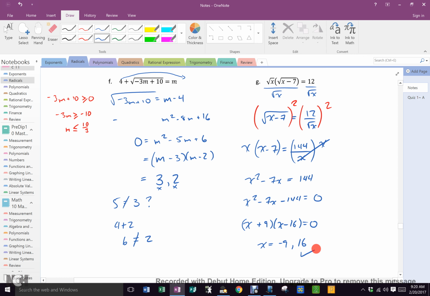Why? Why is negative 9 wrong? You didn't even need to do math. Kelvin? Right there. Negative 9 minus 7 is negative 16. That's a negative root, right? So that has to be extraneous.